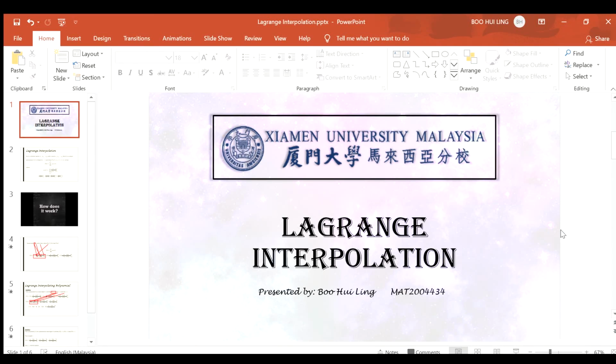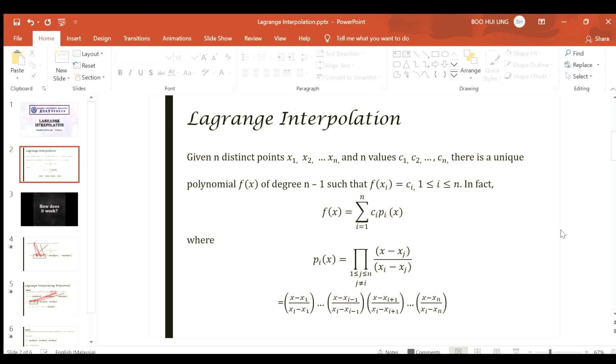Today I would like to present about Lagrange interpolations. So what is Lagrange interpolation? By theory, given n distinct points x1, x2 until xn and n values c1, c2 until cn, there is a unique polynomial f(x) of degree n minus 1 such that f(xi) is equal to ci, for i greater than or equal to 1 and less than or equal to n.